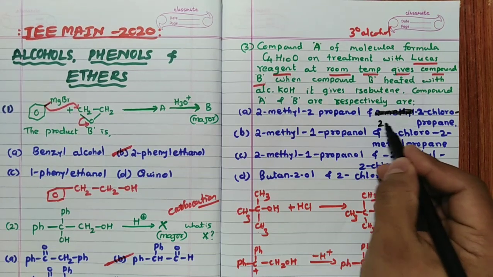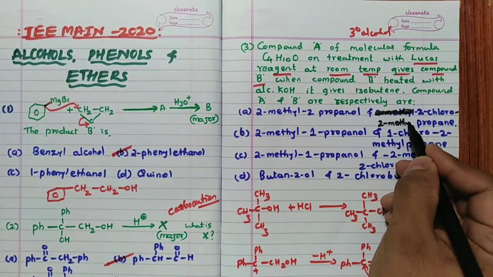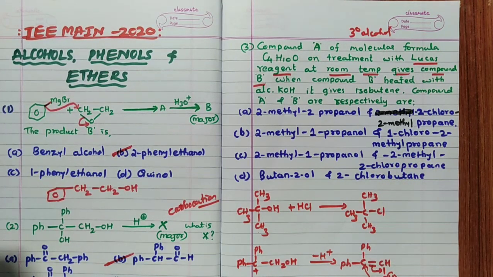2-chloro-2-methylpropane is the answer. And here 1-chloro-2-methylpropane is given. Hence this is wrong. So 2-chloro-2-methylpropane.